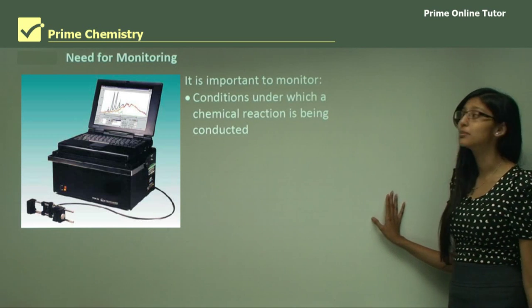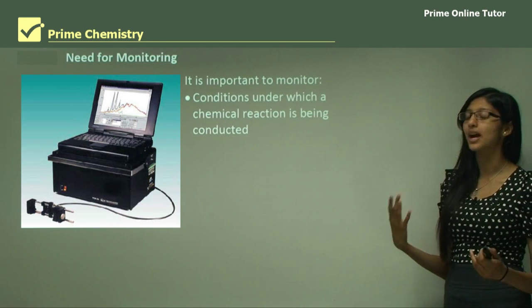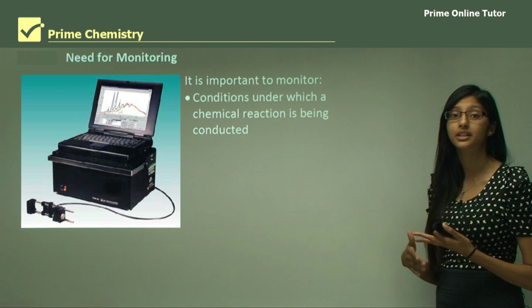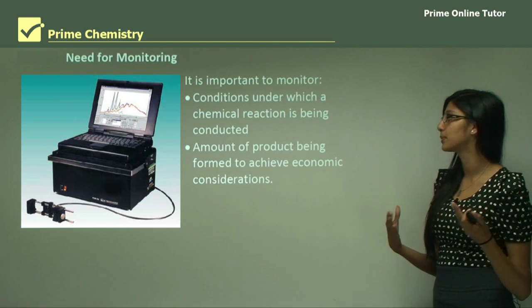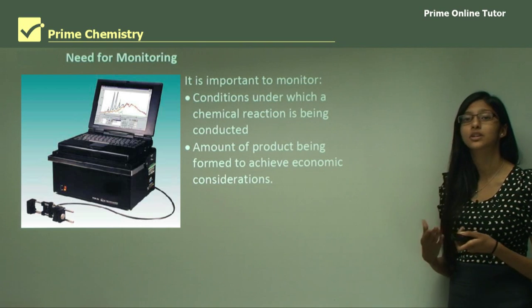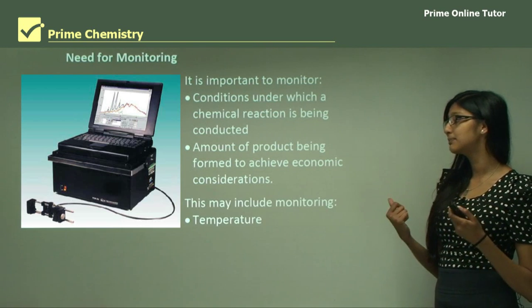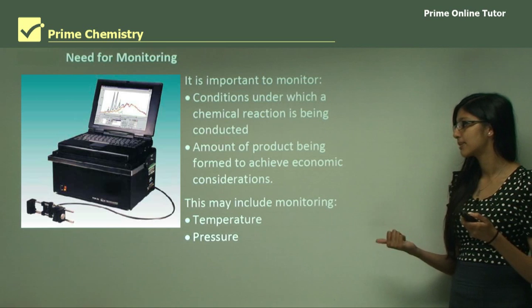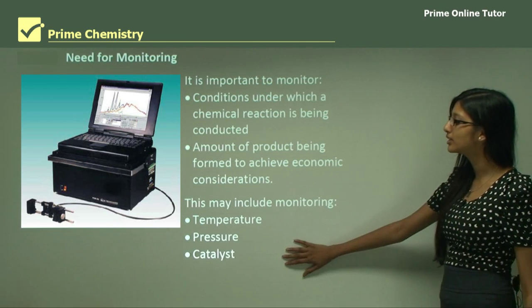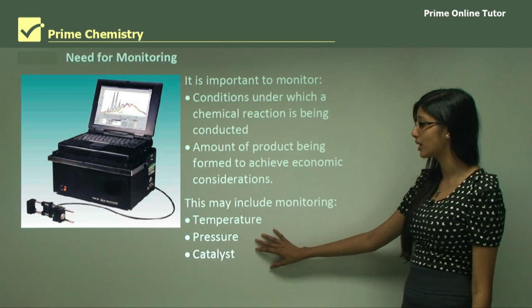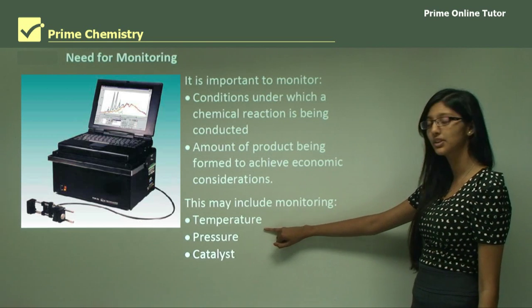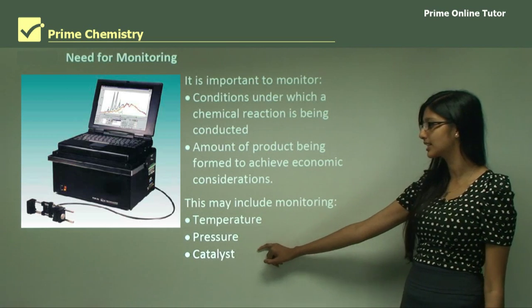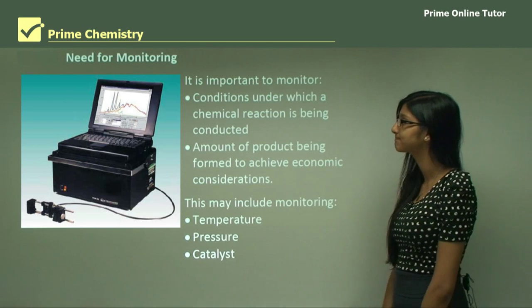It is important to monitor the conditions under which a chemical reaction is being conducted, such as the temperature and the pressure. It is important to monitor the amount of product being formed to achieve economic consideration. And this may include temperature, pressure, and catalyst. So you want to monitor these three things most importantly: the temperature of the reaction, the pressure under which it is conducted, and the type of catalyst used.